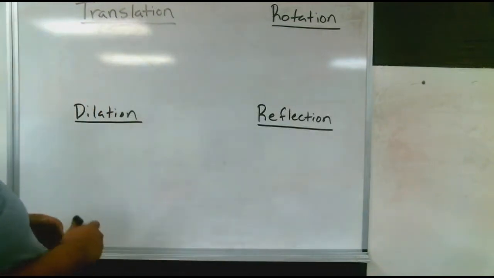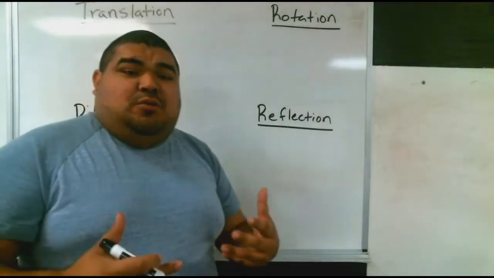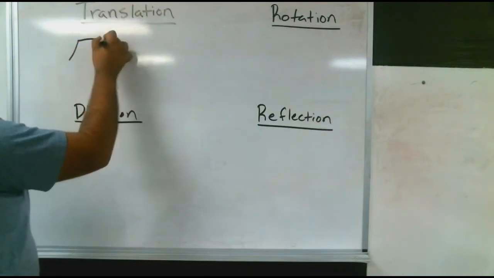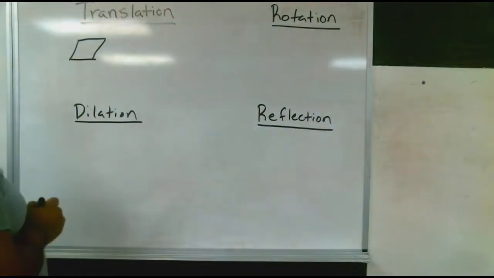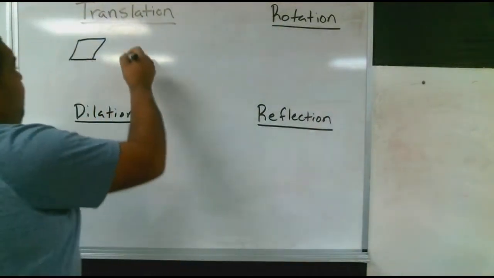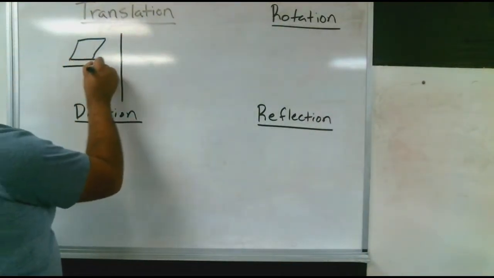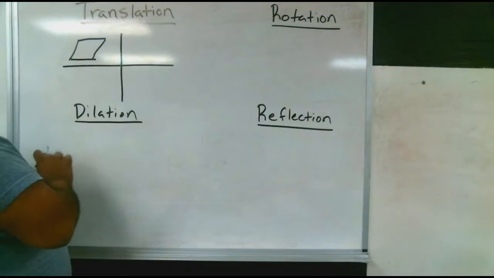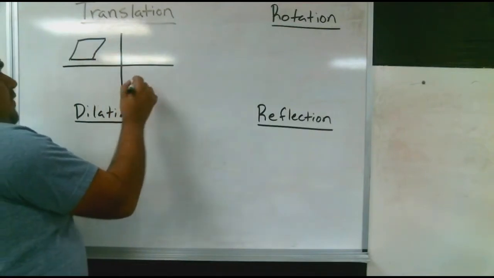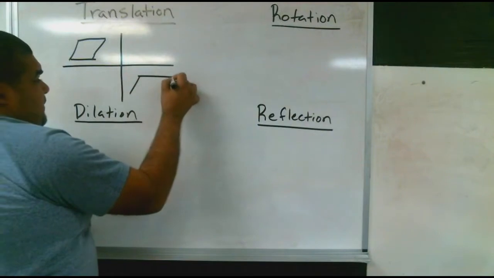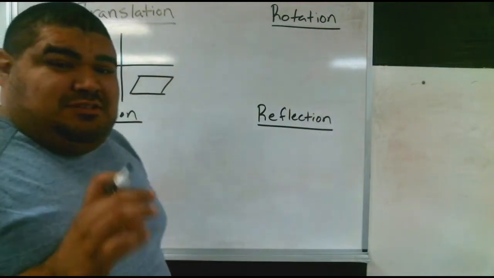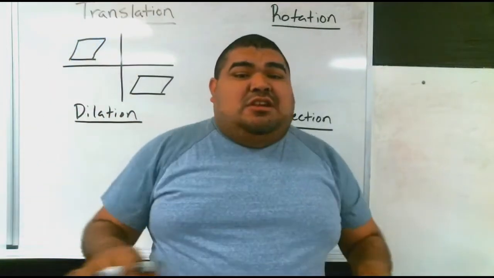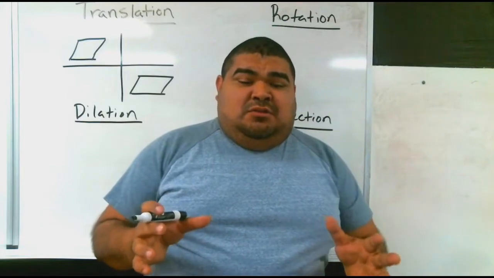All right, for translation, this is usually where you have a shape. For example, if I have this parallelogram here, and I want to move it from one side to another, usually we deal with graphing. If I want to move it from quadrant 2 to quadrant 4, we can translate it. The only difference is that nothing changes. The volume stays the same. All we did is move it from one place to another. Nothing changes. All your values stay the same.